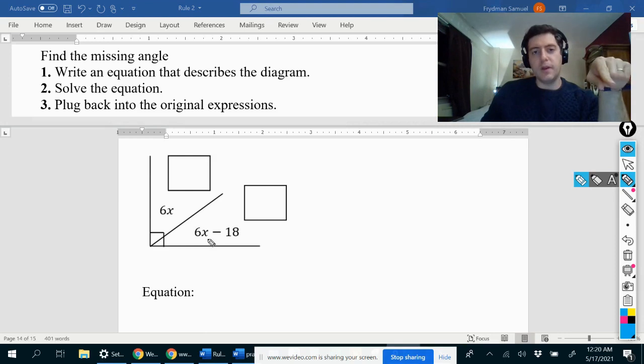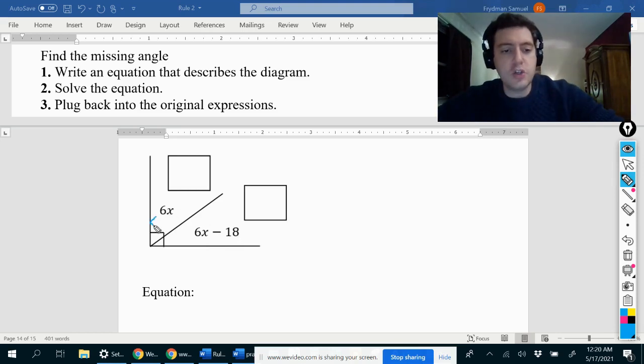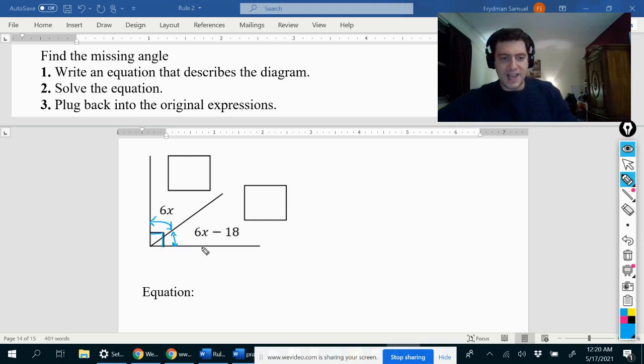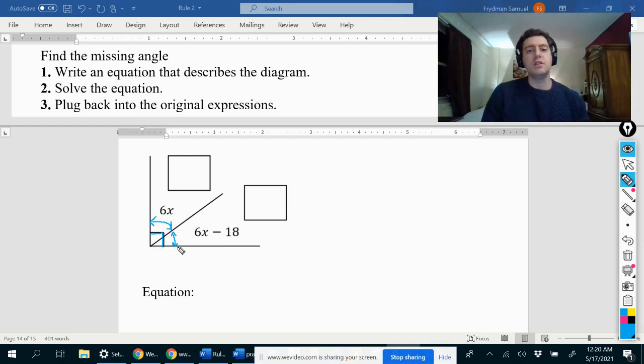In the last problem that we did, we set the two expressions equal to each other, but that's because we had vertical angles which are congruent. These angles are not vertical. What's the relationship between these two angles, this one and this one? Well, we can see that they are complementary. How do I know that? Because I see this little symbol over here which tells me that this is a right angle. So this angle plus this one must add up to 90 degrees.